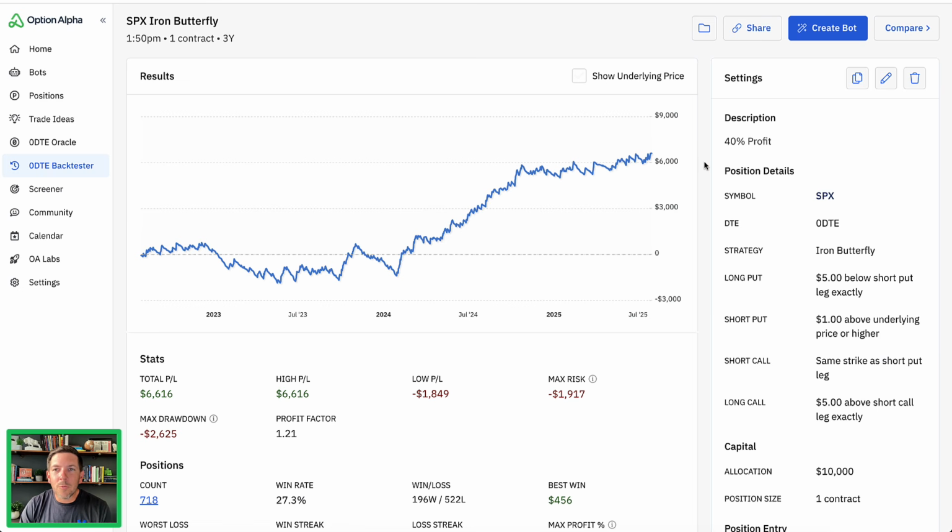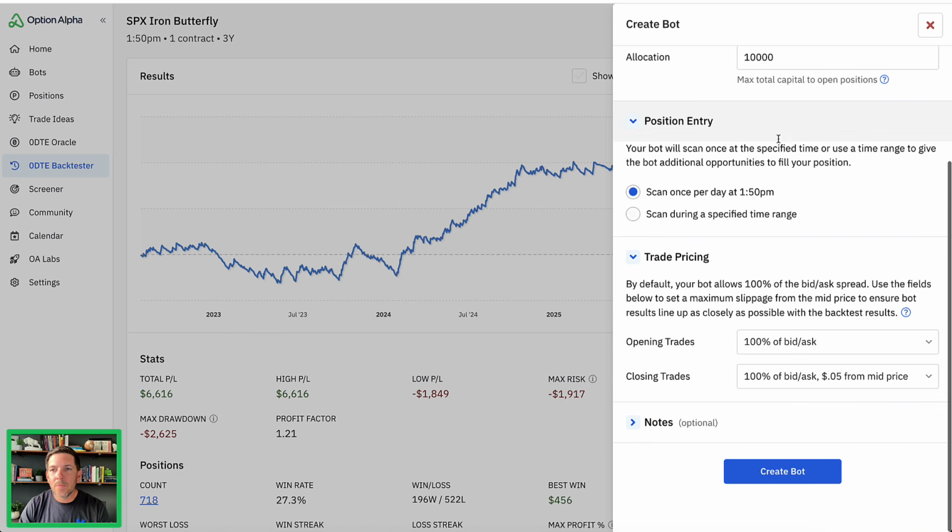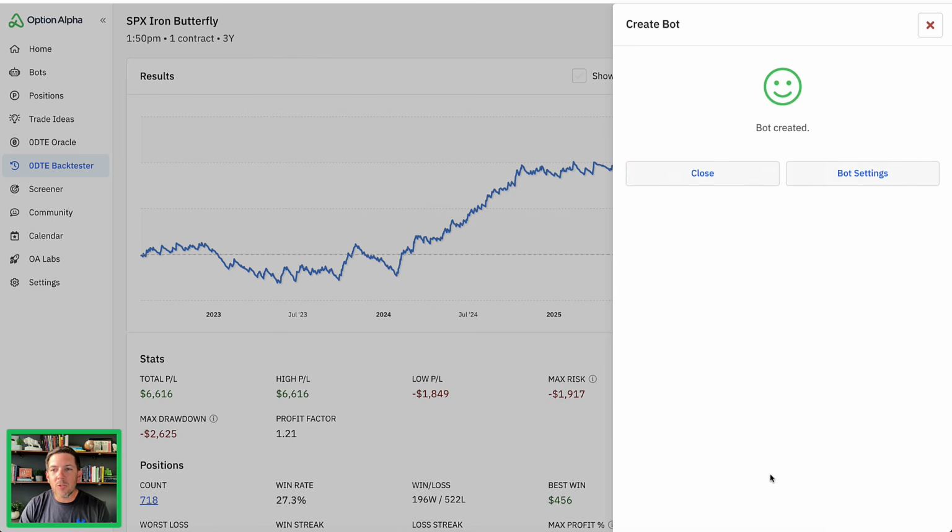And so from here, what you could do is simply create a bot from this backtest. Now this is the easiest way. So I can say iron butterfly 0 DTE strategy, and you would connect it to your live account like TradeStation, give it some capital. You would tell it when to scan for the position, which I won't go through here. I've gone through this in other videos. And then you just simply create the bot.